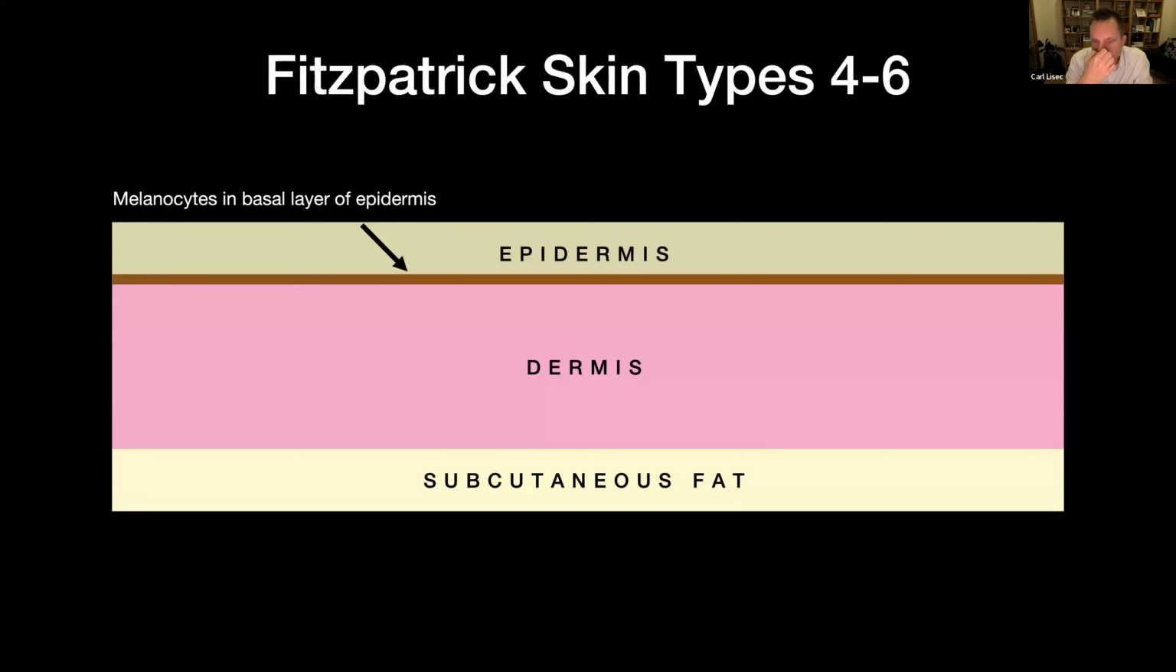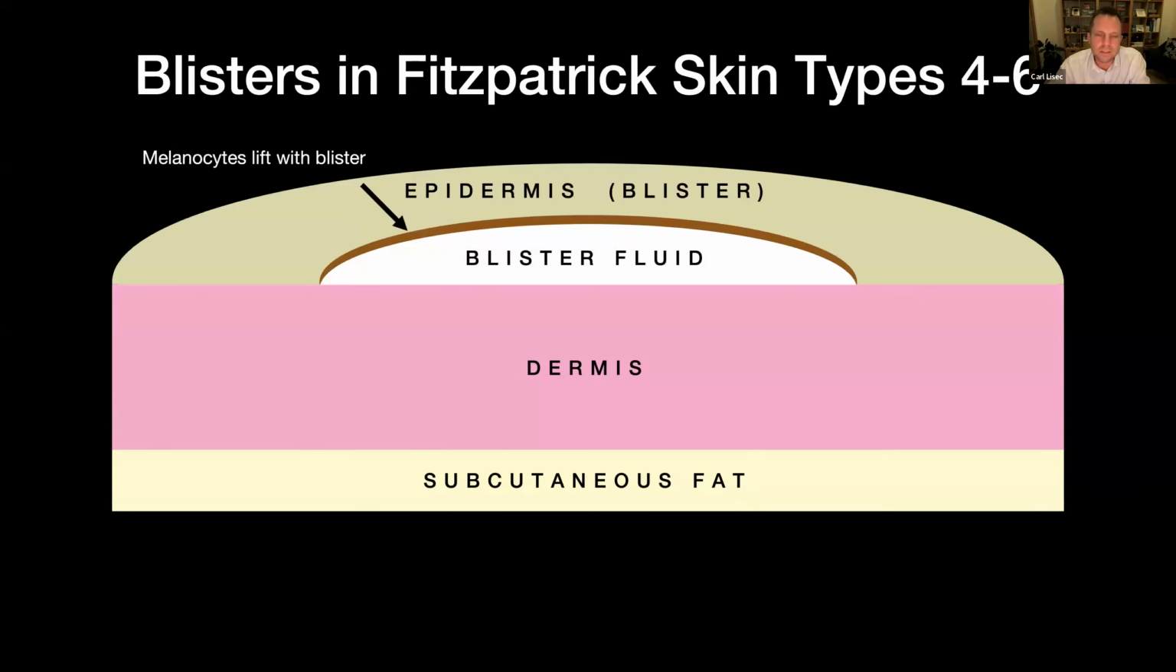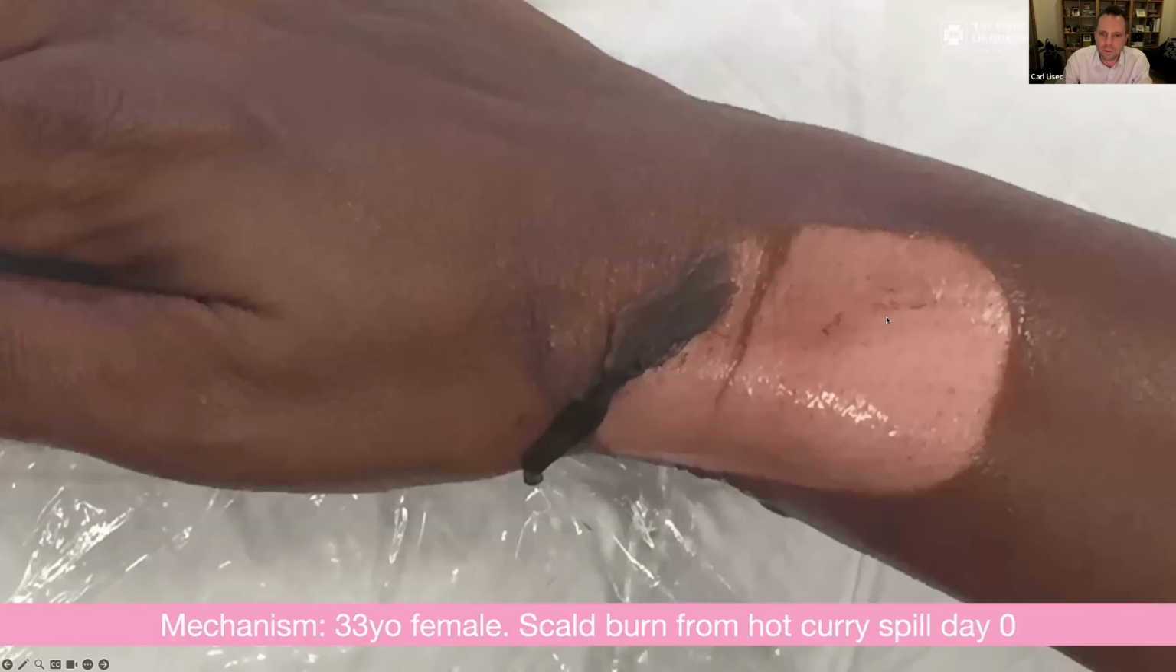And then just a brief reminder of what happens when you're dealing with darker skin types. Remember, the melanocytes are in the basal layer of the epidermis. So when you get a blister, patients will lose the melanocytes, the pigment in their skin over that burn. So this is a patient with darker skin, and you can see the blister there with all the melanocytes in it, crumpled up in the corner.